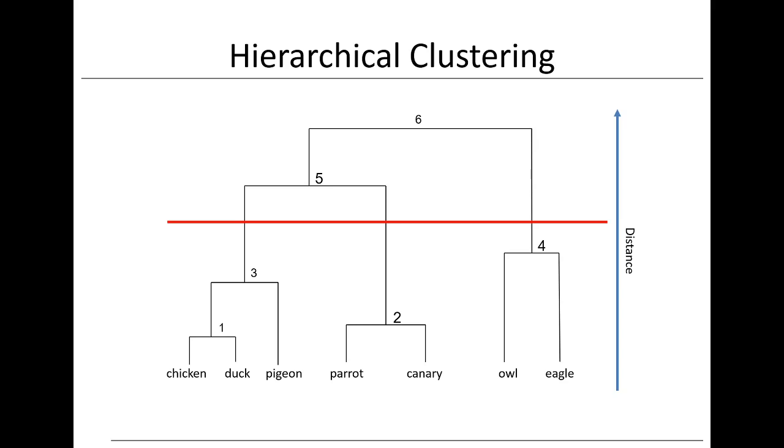Cluster 1 has chicken, duck, and pigeon and can be labeled as poultry. Cluster 2 has parrot and canary and can be labeled as exotic birds. Cluster 3 has owl and eagle and can be labeled as predators. Note that good labeling of the clusters is very important to facilitate the interpretation thereof. It is typically done by close collaboration between the data scientist and business user.